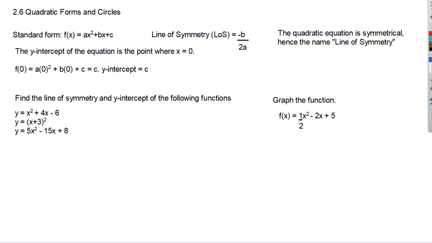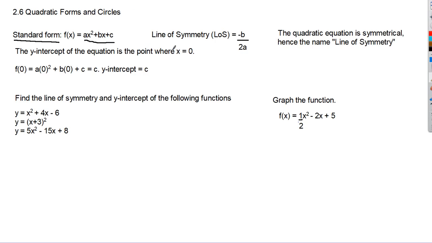Welcome to 2.6. This is quadratic forms of quadratic equations and circles. So we have our standard form of the quadratic equation, which is ax squared plus bx plus c, where a, b, and c are the coefficients and x is the variable. I'm not going to go through all this sixth grade stuff. You already know it. The standard form is where the squared term is at the beginning, then the regular x term, and then the constant, the leftover number. No one cares about that, right?